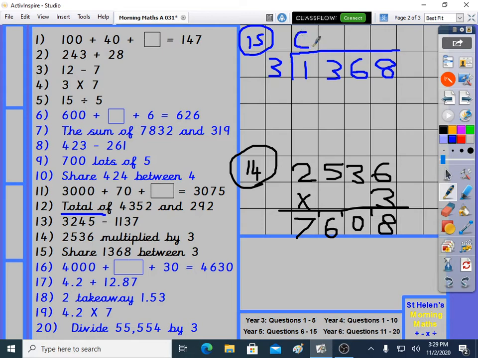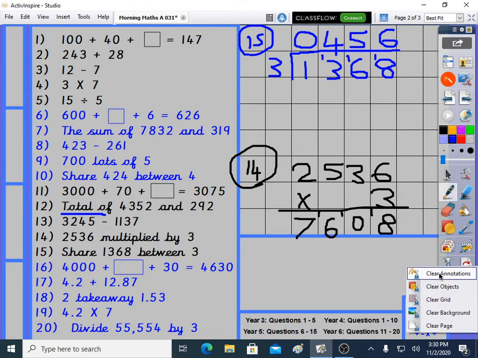How many 3's in 1? 0, carried a 1. How many 3's in 13? 3, 6, 9, 12 is 4, carried a 1. How many 3's in 16? 3, 6, 9, 12 and 15 is 5, carried a 1. And how many 3's in 18 is 6.